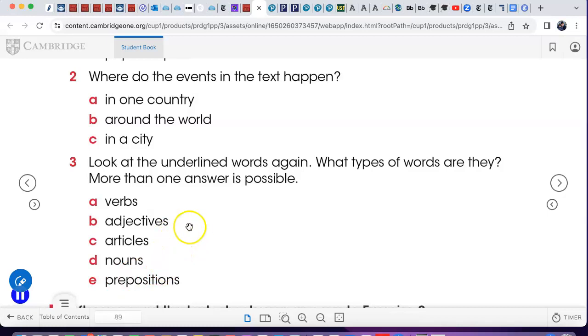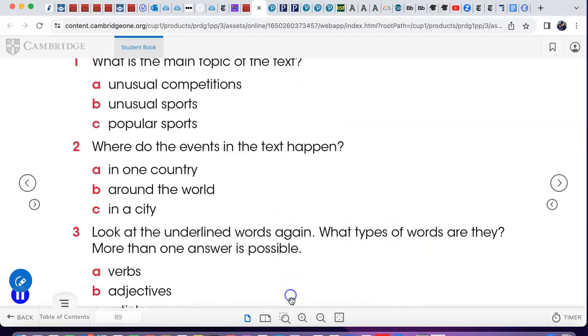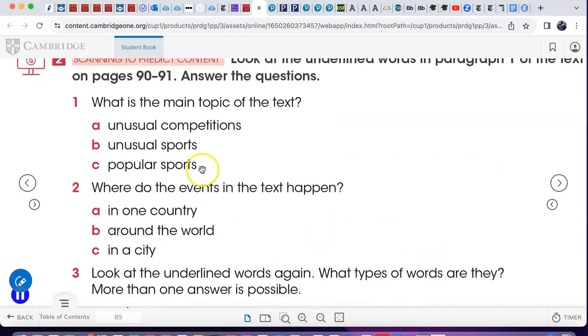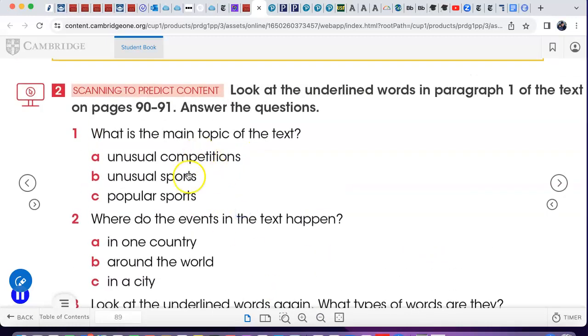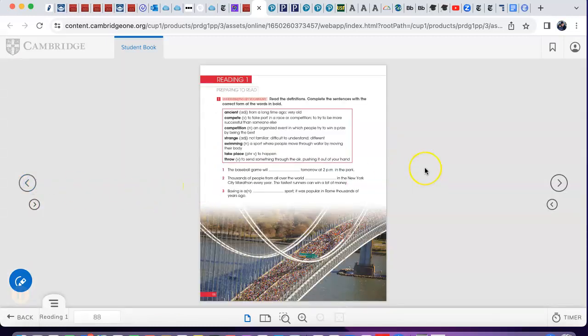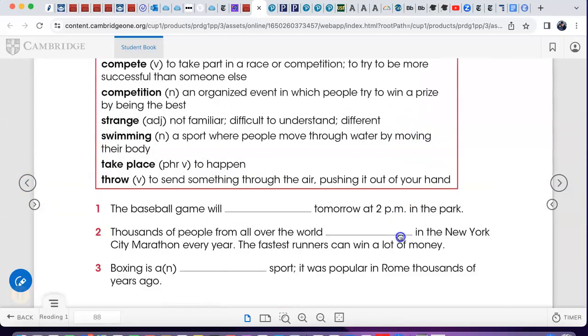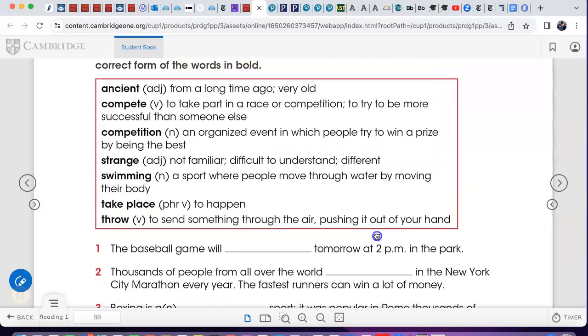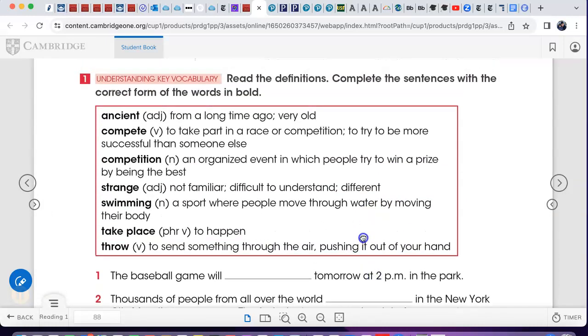All right, so that is reading 1, vocabulary, and that's pages 88 and 89, the preparing to read section, filling in the blank with the correct vocabulary terms, and then answering those questions based upon your predicting, you're scanning those keywords, and then you're using those keywords to make predictions about what the text will be about.